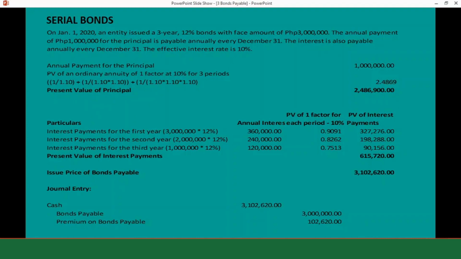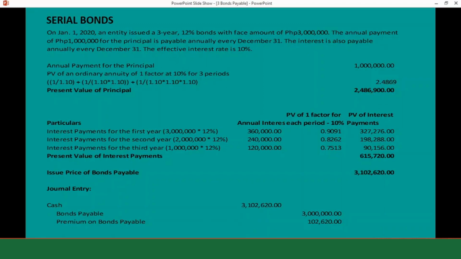Okay, so para mas madali, yung 0.7513 yan, yung pangatlo, no? Tapos yung mga kaninang factor na sinabi natin, 0.9091, and yung pangalawa, 0.8264. O para madali, i-plus mo lang lahat yun. Okay, so grand total tayo dyan, lalabas 2.4869. Tapos saka mo i-times ng 1 million, kasi nga pare-pareho naman every period, 1 million yan. So present value of principal would be 2,486,900. Okay po.